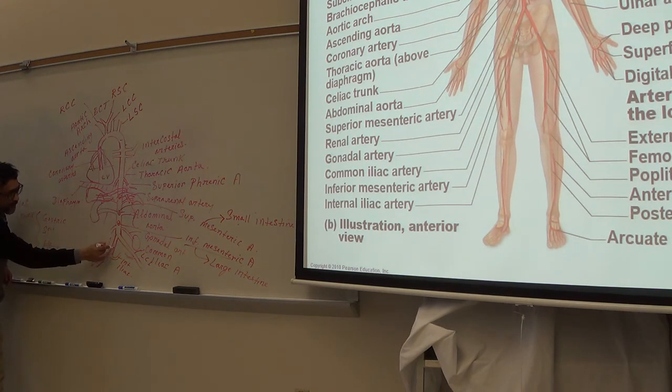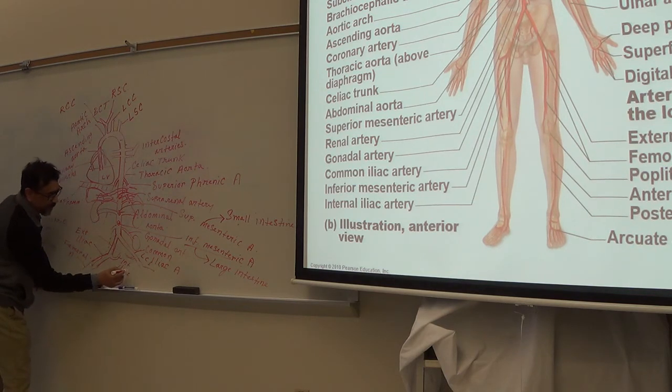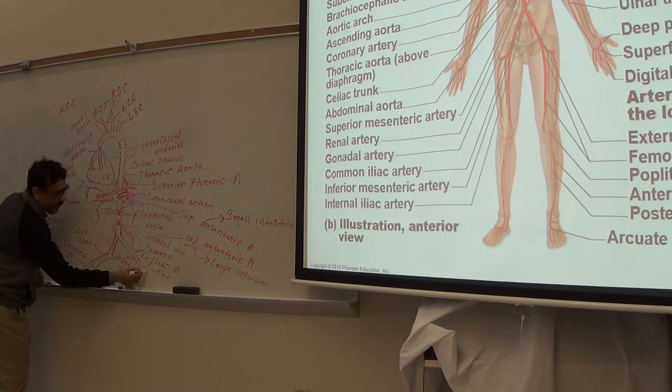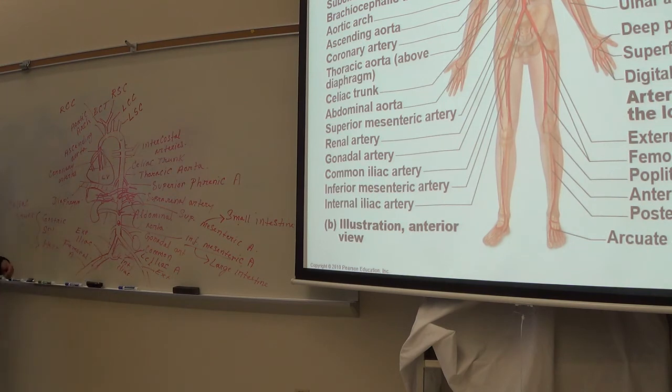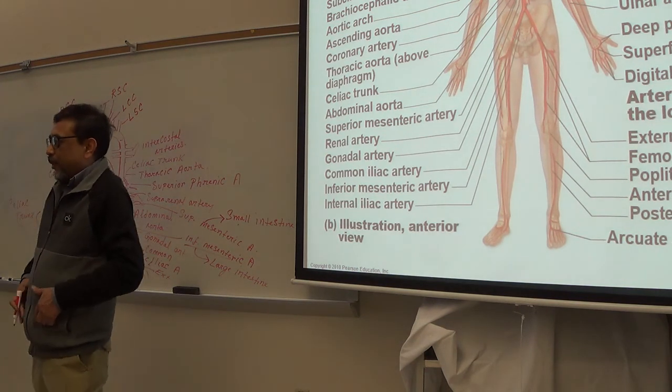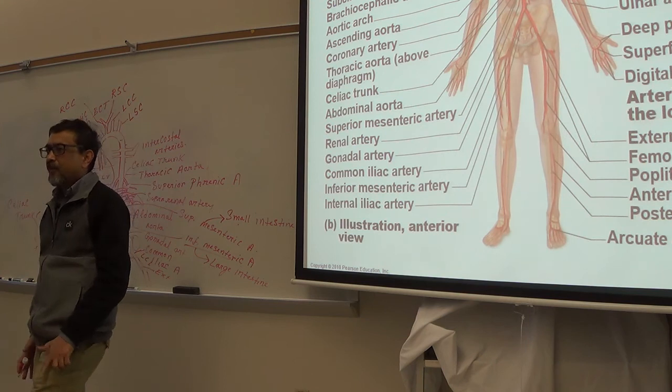The common iliac divides into external and internal. So this is the external iliac, and then it becomes femoral and goes to the thigh. This is also external iliac and this is internal iliac. So you get two internal iliacs, two external iliacs. External goes to the leg. Internal stays in the pelvic area to supply blood to the pelvic organs. I'll repeat: internal stays here, external goes to the leg.